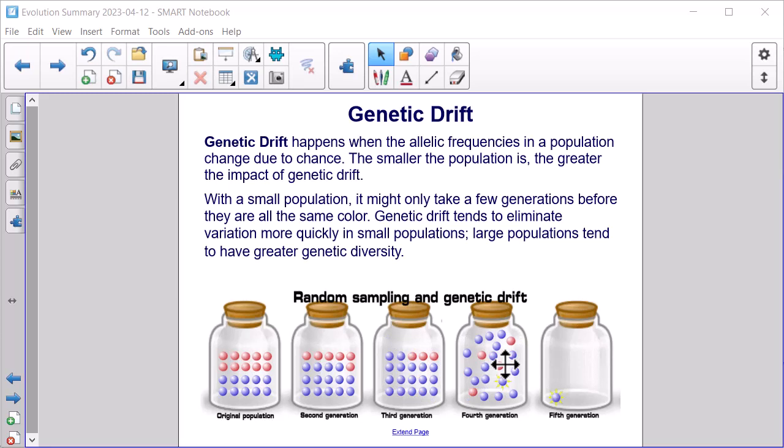Genetic drift tends to eliminate variation more quickly in small populations. Large populations tend to have greater genetic diversity. So in this small population, it takes 5 generations to get to a population that is entirely blue.